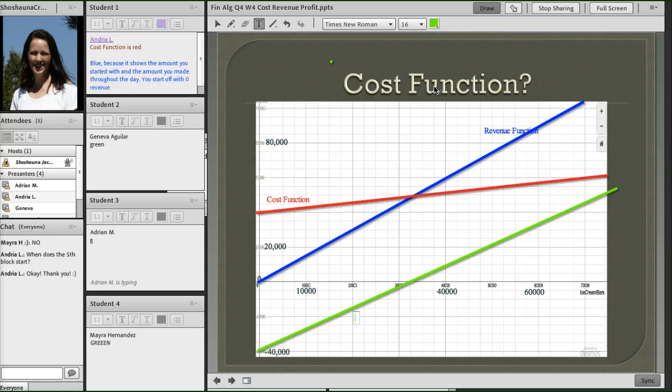Adrian's got a little sense of humor there. Doesn't know which one it is because he's being smart alecky. And I was typing green, that's funny.